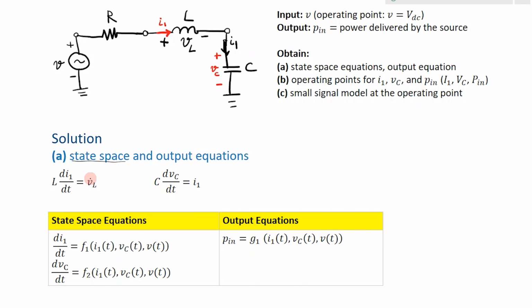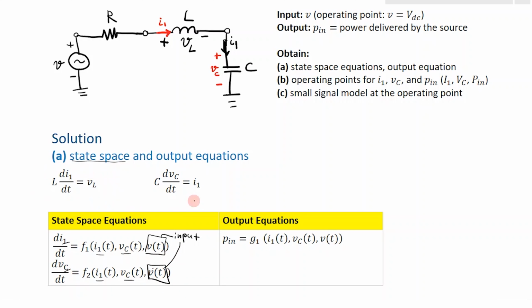Now, by figuring out what this VL and I1 are in terms of state variables, you're going to get the state space equations. You see that the state space equations should be in a form like this, where you'll have the derivatives on the left-hand side, and then everything else on the right-hand side should be in terms of this guy and this guy, and also in terms of the input. So this guy is the input, and those are state variables, I1 and Vc.